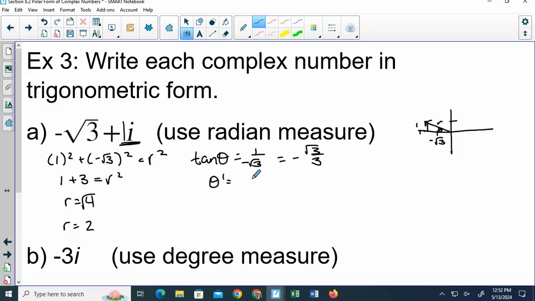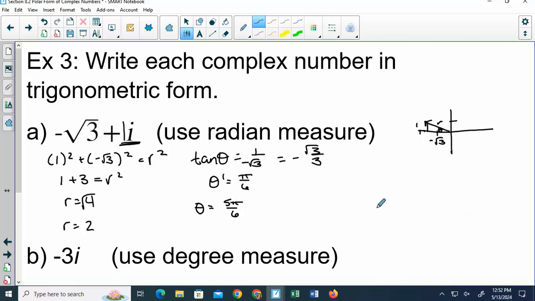Okay. 60 is radical 3. 30 is radical 3 over 3. So it's like square root of 1 over the square root of 3. Yeah, that's your 30 here. So this would be pi over 6, which is the same as 30 degrees. That's our reference angle. But we're in quadrant 2, so what would my angle be? 5 pi over 6.